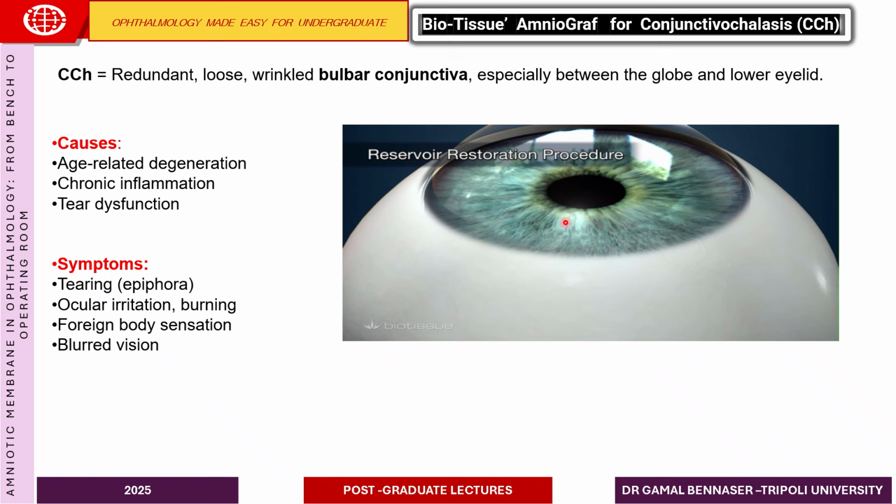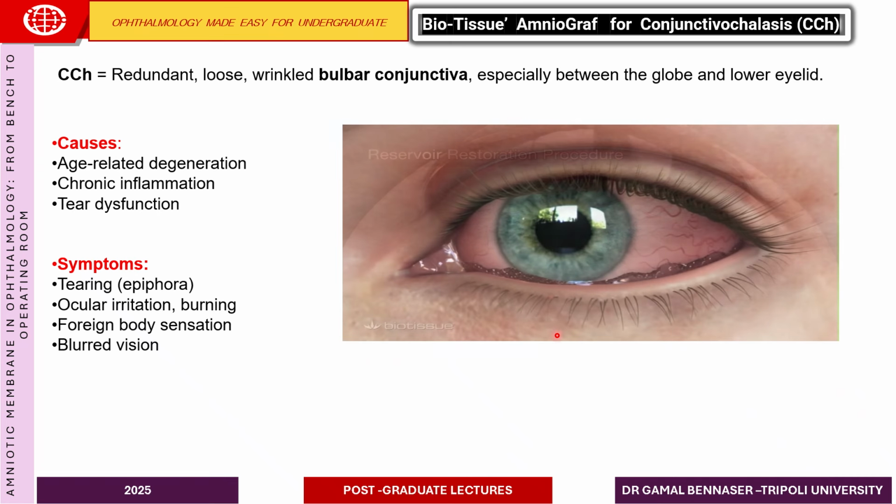As you can see, the patient will start complaining of epiphora and watering of the eye, and this area will be dry and foreign body sensation will be there. This is commonly seen in elderly people. As you can see, the eye is red, irritated, and watering, and this is the redundant conjunctiva. So this is the conjunctivochalasis.